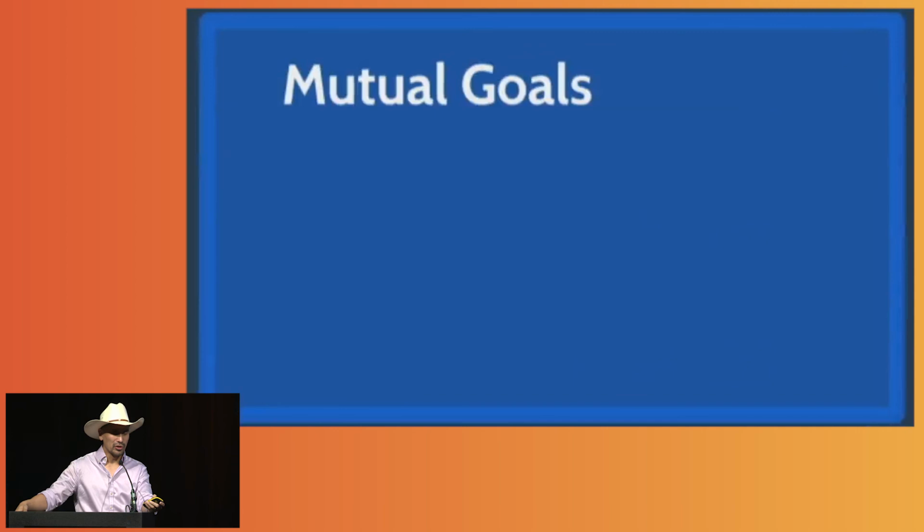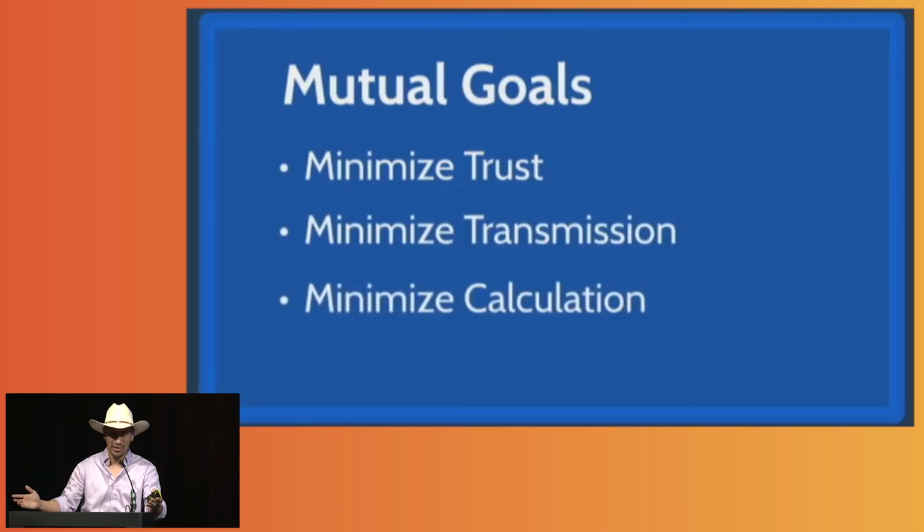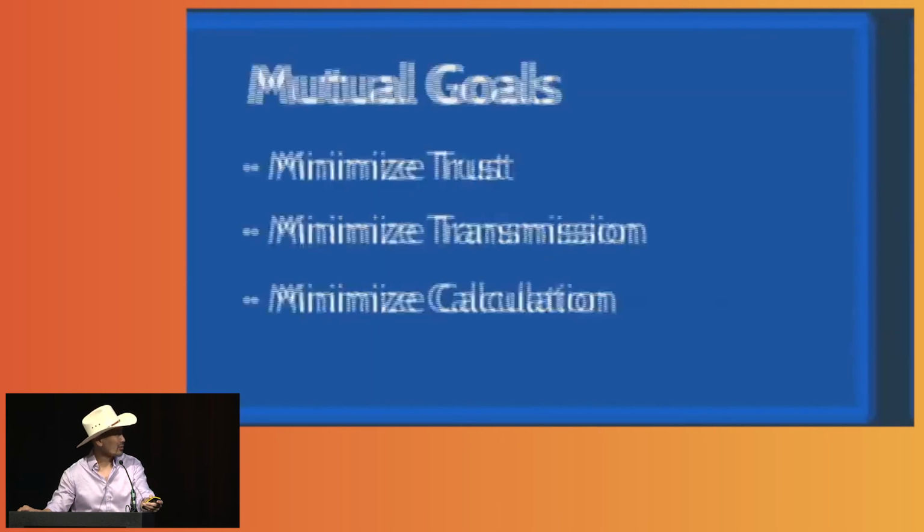So some mutual goals that you need are minimizing trust as much as possible, minimizing transmission as much as possible, and minimizing calculation as much as possible. And these are all things that with BIP37, you kind of have to trust each other. You do have to transmit a lot, and for the server in particular, there's a lot more calculation.